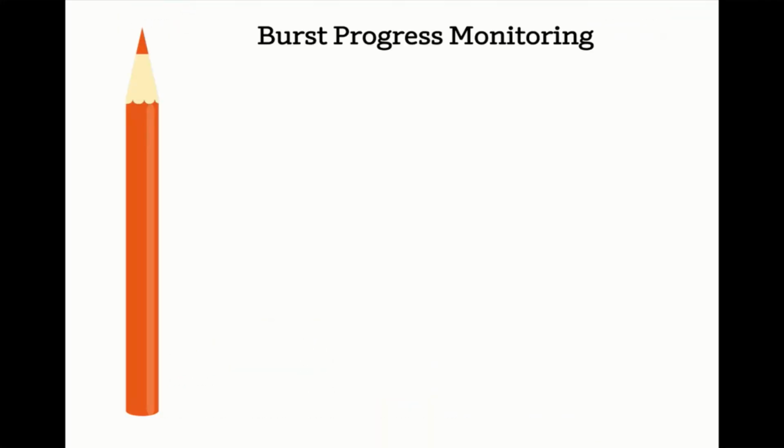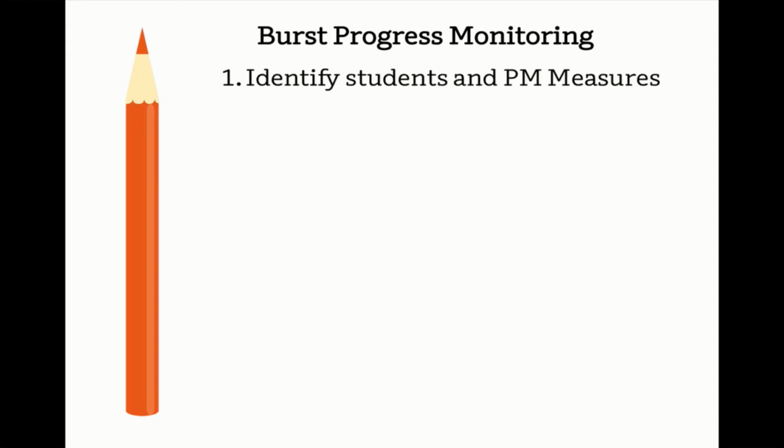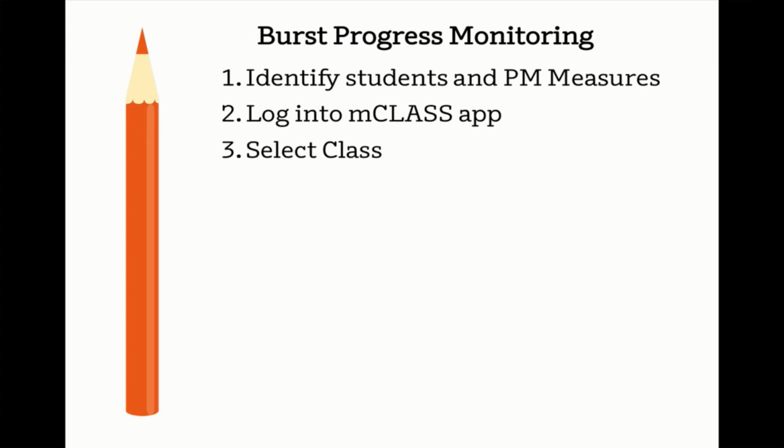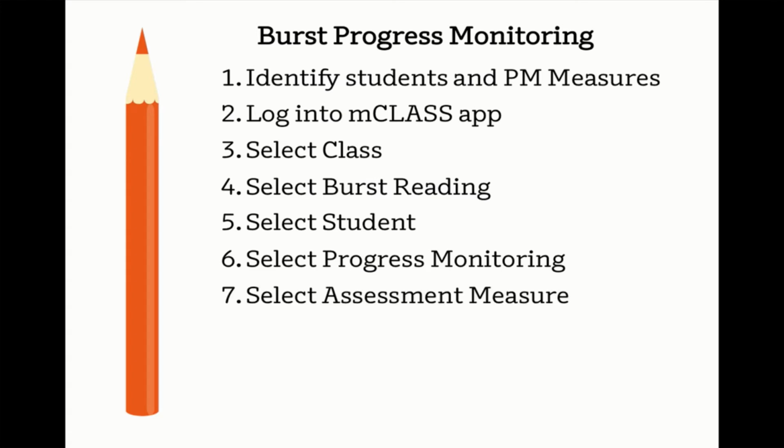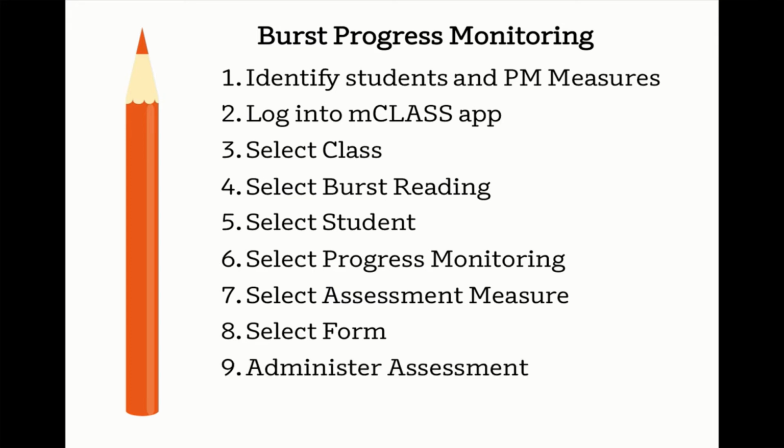Let's take a quick moment to review the steps for Burst progress monitoring. First, identify student names and required progress monitoring measures. Next, log into the mClass app. Then select the class, select Burst Reading, select the student, select Progress Monitoring, select the required assessment measure, select the next available form, administer the assessment, and finally, sync results and/or log out.